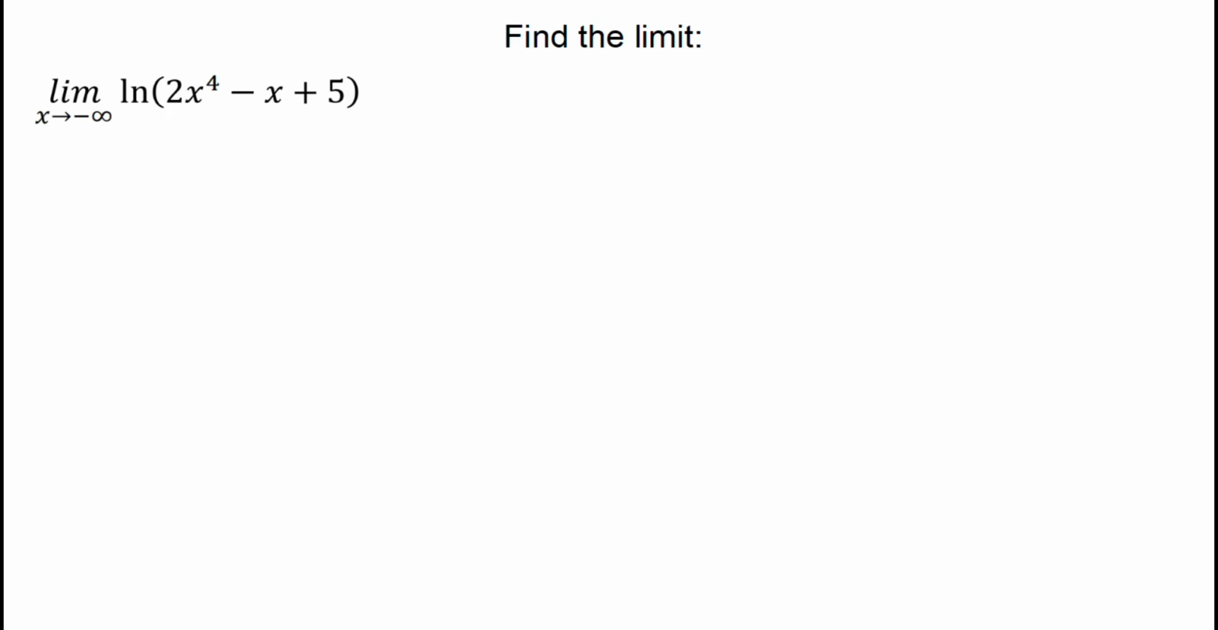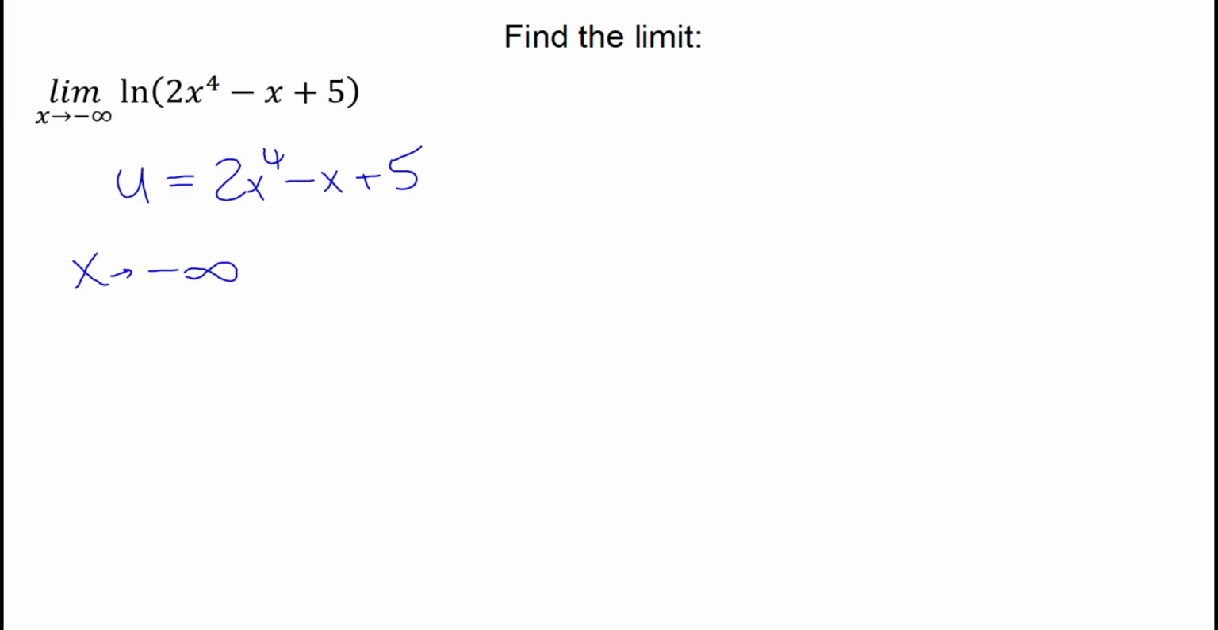All right, for this next one, we're just going to do a little basic u substitution. We'll say let u equal 2x to the 4th minus x plus 5. And as x approaches negative infinity, we have to figure out what u is approaching. Well, we should know from our discussions in class that the 2x to the 4th power dominates the minus x and the plus 5.